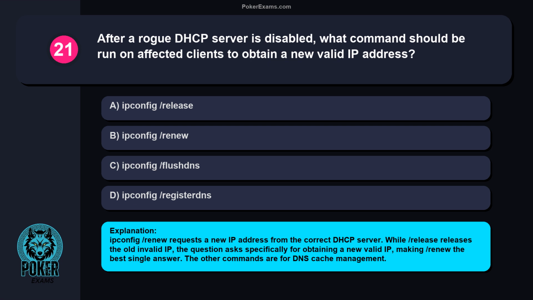ipconfig /renew requests a new IP address from the correct DHCP server, while /release releases the old invalid IP. The question asks specifically for obtaining a new valid IP, making /renew the best single answer. The other commands are for DNS cache management.